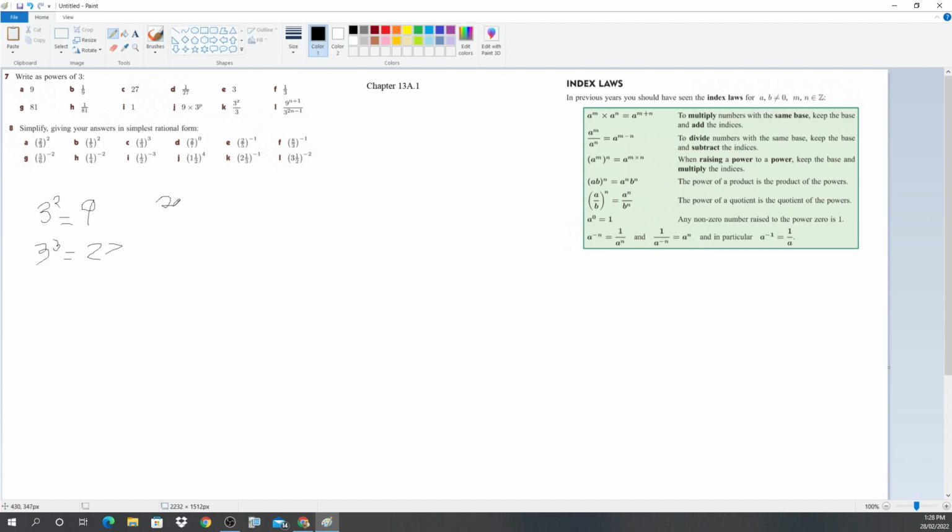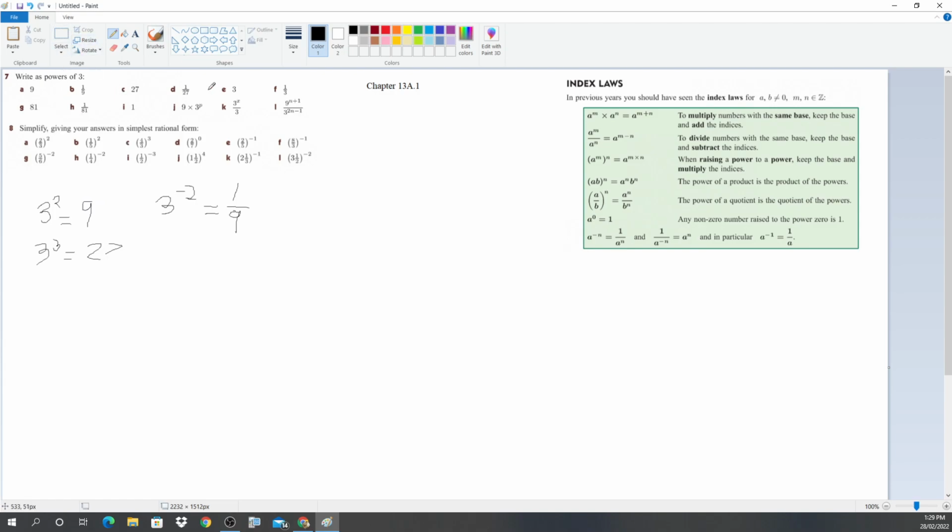You can write 3 to the power of -2. That is 1 over 3 squared, so 1 over 9. I still have to write my 9s a little bit better by hand.